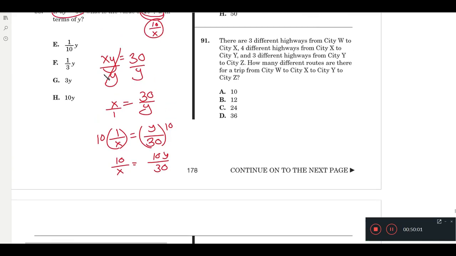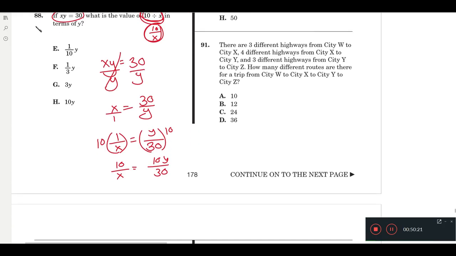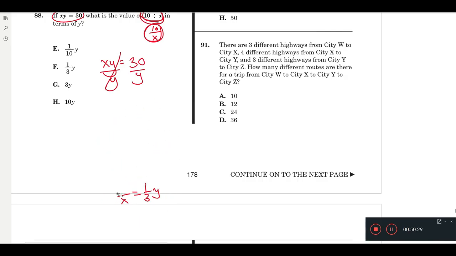Because look at the question. What is it asking? What is 10 divided by x? Means what? What is 10 over x? They didn't ask for what is x. They asked for what is 10 over x. Oh, okay. I'm going to show you another way after this if you don't understand it. So 10 over x here is equal to 1/3 y. This is one way of doing it, but if you're confused, let me tell you an easier way.